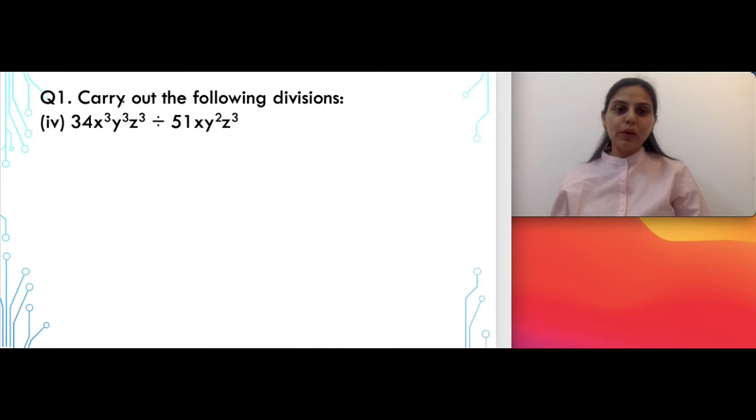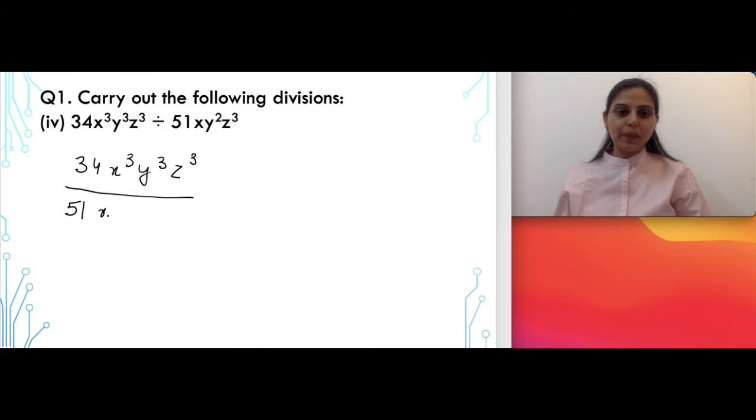In question number 1, we are supposed to carry out the division for the two numbers or the two monomials which are given. Since each of these has one term only, it is known as a monomial. So now the term can be written as 34 x cube y cube z cube. Instead of division, we can write it in the form of fraction also, or we can write it as 51 x y square z cube.